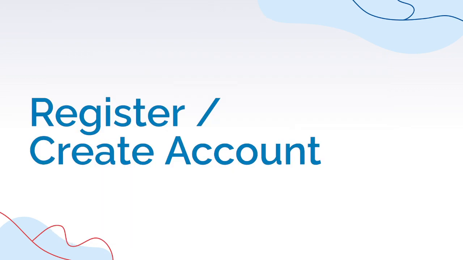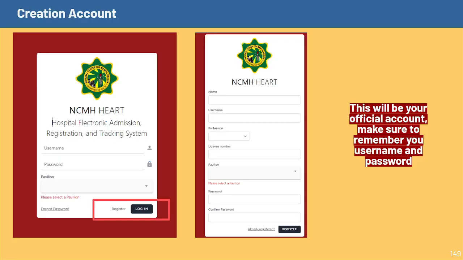Next, registering or creating an account. If you want to make an official account for the Heart, you would just need to again type the URL link in the address bar, which is heart.ncmh.local/login. Again, the link is heart.ncmh.local/login. After you access the link, click the register button on the left side of the login button.